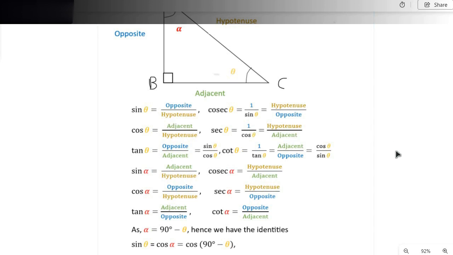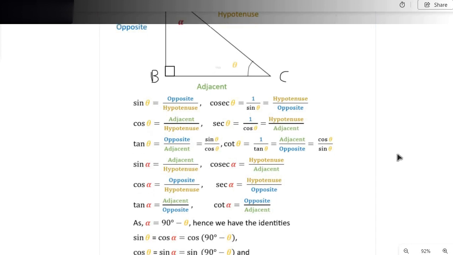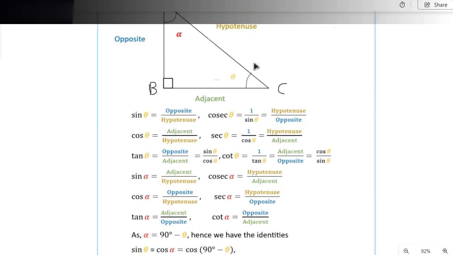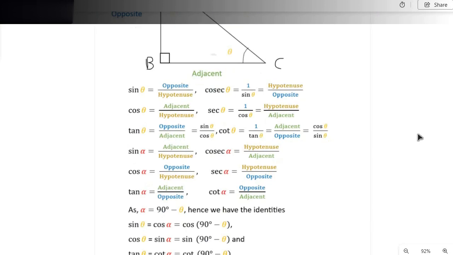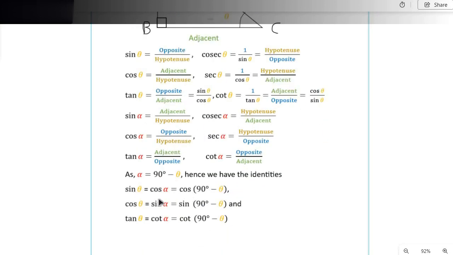As alpha is equals to 90 minus theta, or alpha plus theta plus 90 equals to 180 degree, which is the sum of angles of a triangle, we have sin theta equals to cos alpha or cos 90 minus theta, and cos theta equals sin alpha equals to sin 90 minus theta, and finally tan theta is equals to cot alpha or cot 90 minus theta.